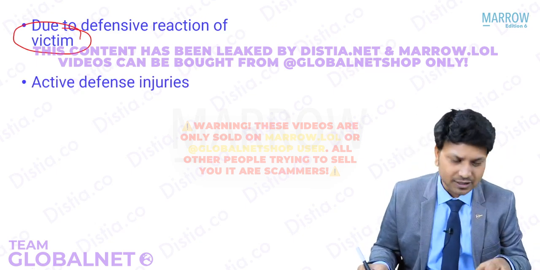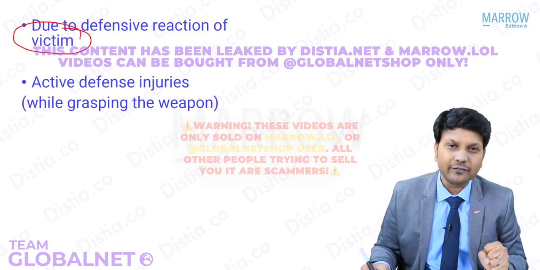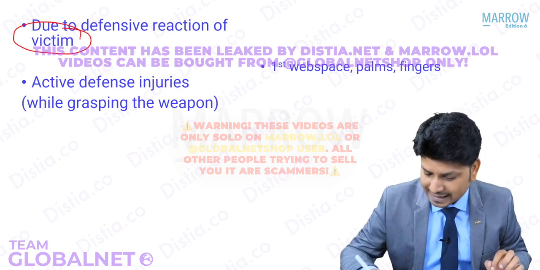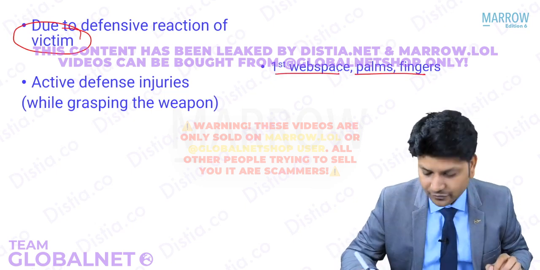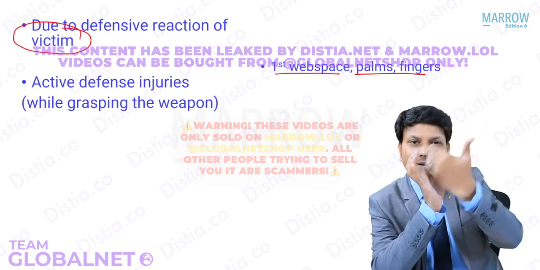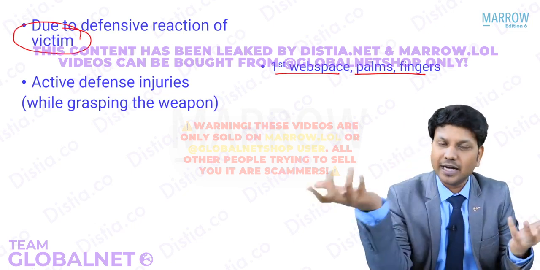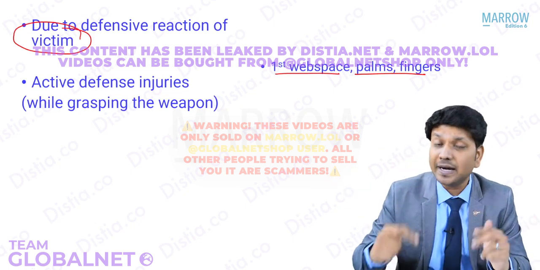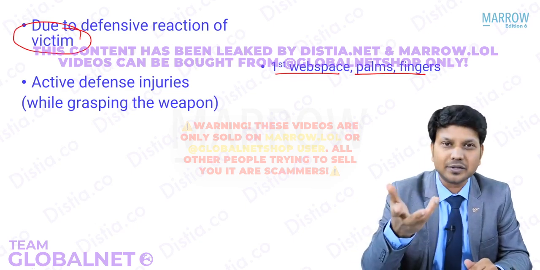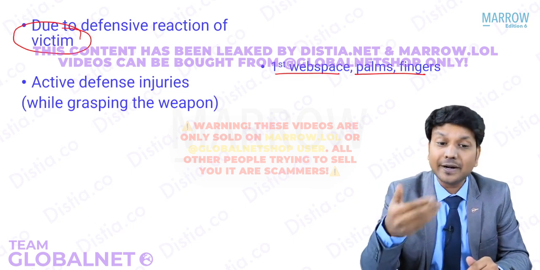There is something called active defense injury, when you are trying to grasp the weapon. It is very commonly seen in the palm, fingers, and first web space. When you're holding the weapon, it will land particularly in the first web space, maybe in the palm, anywhere you can get injury. Depending on the type of weapon, it may be a cut injury, a chop injury, or a blunt fracture.